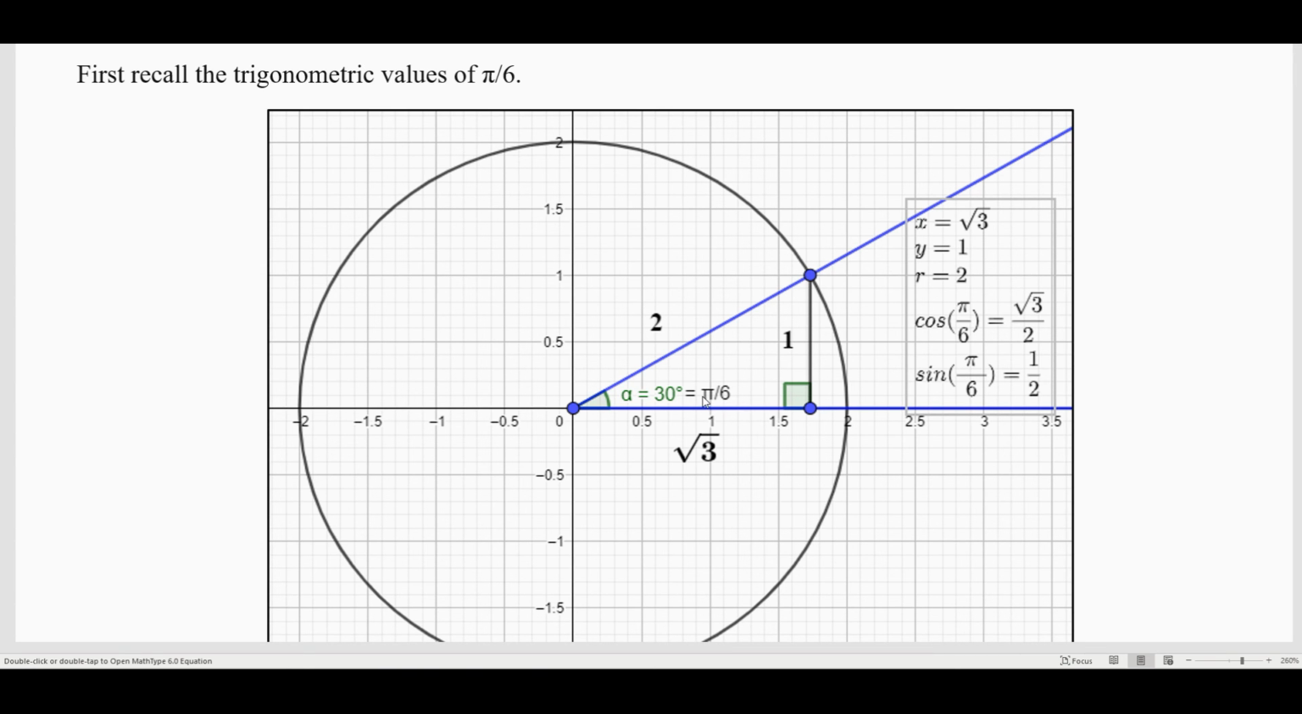And let's see, sine of this would be 1/2. Cosine would be square root of 3 over 2. Tangent would be 1 over square root of 3, and so forth.